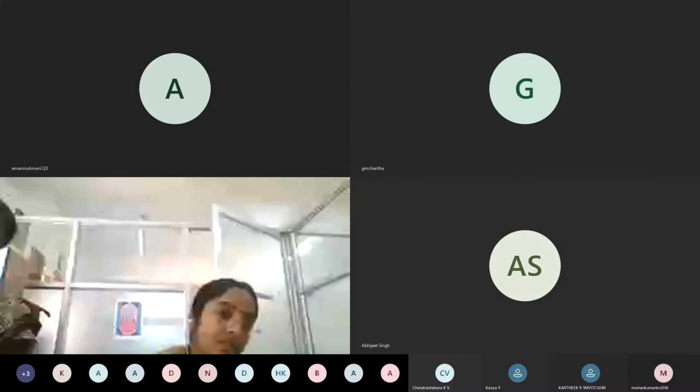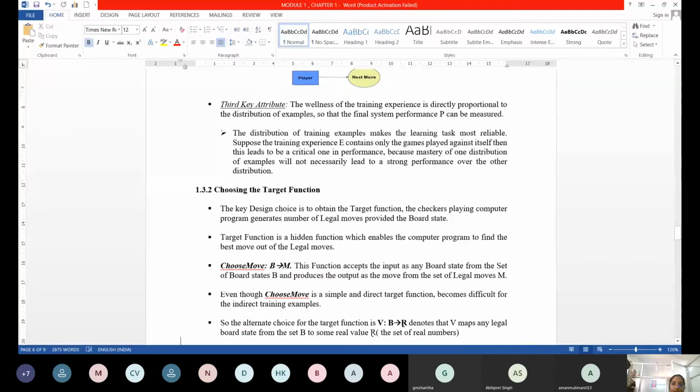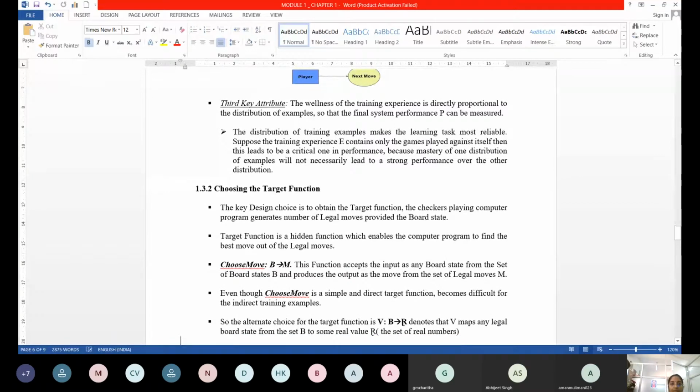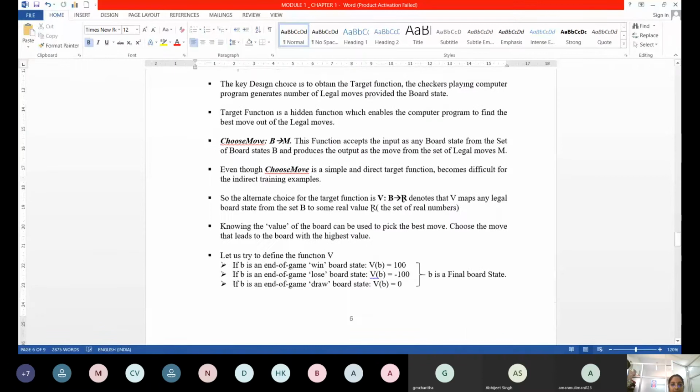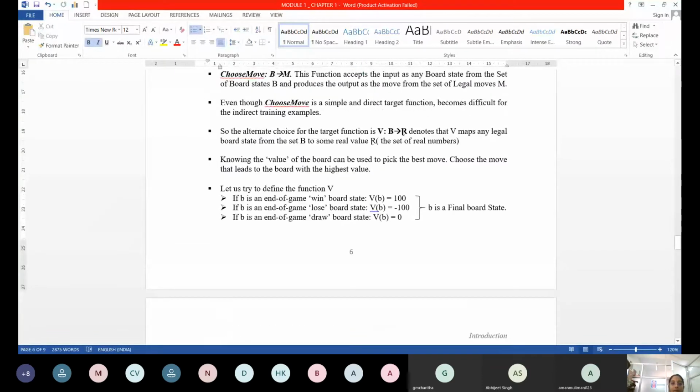Followed with we had a target function to select the best move. Initially, we had a choose move function, but for indirect training examples, it is not working properly. So we just move on to the target function, which will give us a real value mapped to every board state based on the 8 directions of any board state, which is the board has the best value. I used to prefer that for my next move.